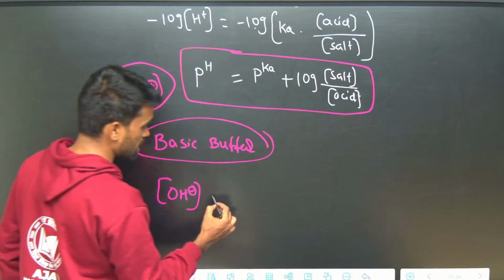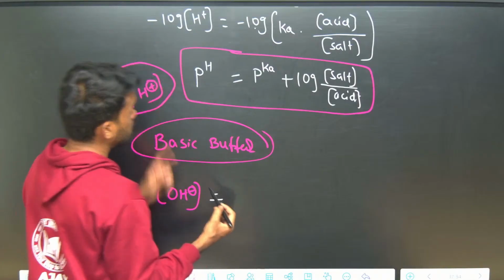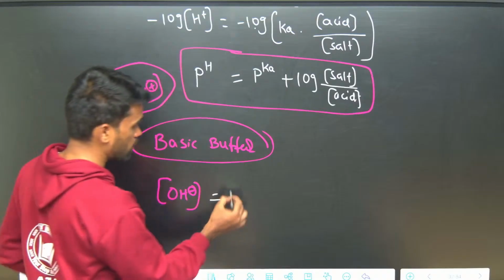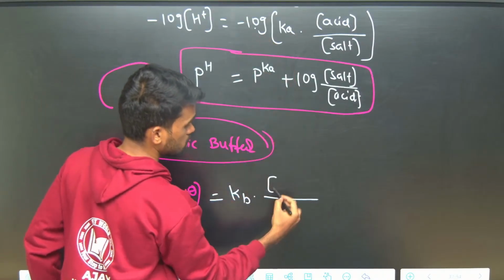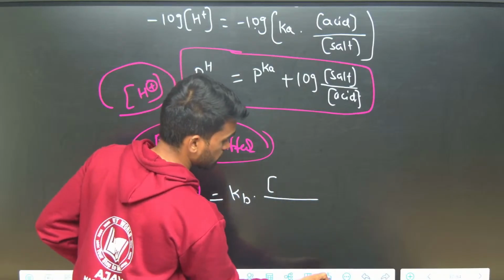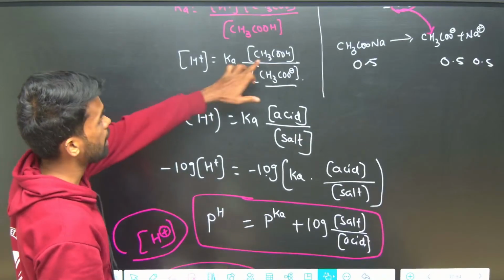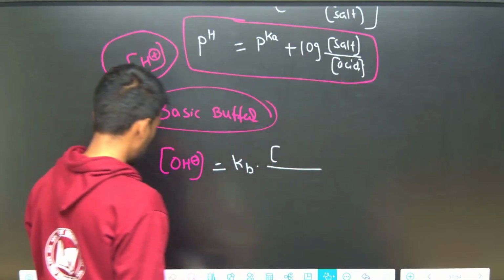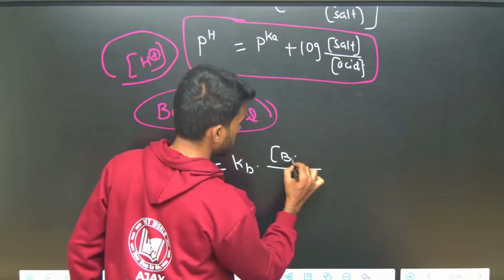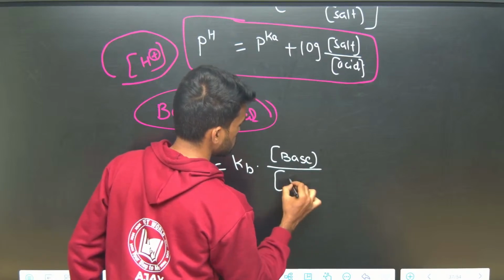So the OH minus ion concentration will be equal to what? There it is equal to Ka, here it will be equal to Kb multiplied by the concentration of salt, I mean base by salt. The acid by its anion we got, so I can write base by salt.